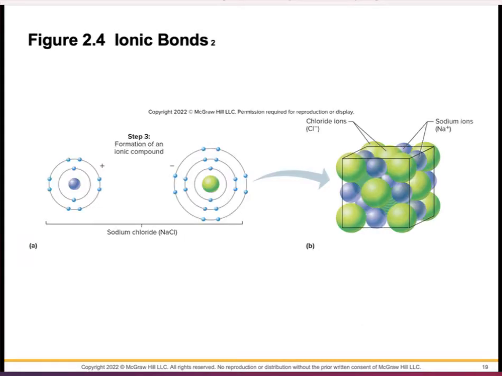Step 3 shows the formation of our ionic compound, okay, in which the sodium and the chloride ions are going to combine to form what we know as sodium chloride. And then B here in this figure is just the attraction of the many sodium and chloride ions that's going to result in the formation of a large grouping which we refer to as a crystal. This is a space-filling model of a sodium chloride crystal.